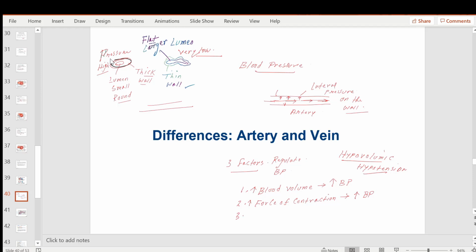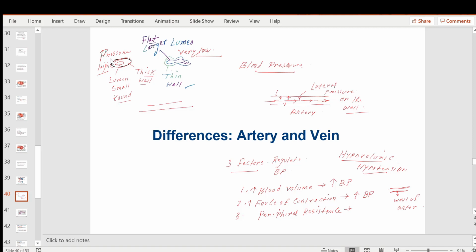Another one is the peripheral resistance. Peripheral resistance is the wall of the artery. It is not related to the heart. It is related to the condition of the wall of the artery. You know, if the arterial wall is more elastic, elasticity is more, then when the blood enters into the artery, it will be able to stretch, dilate. Okay, so the pressure on the wall will be less.